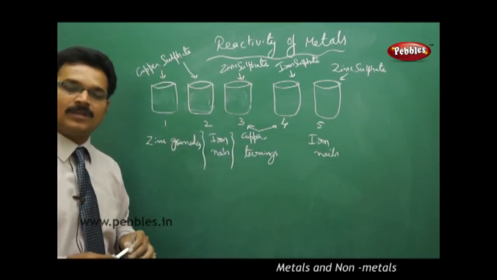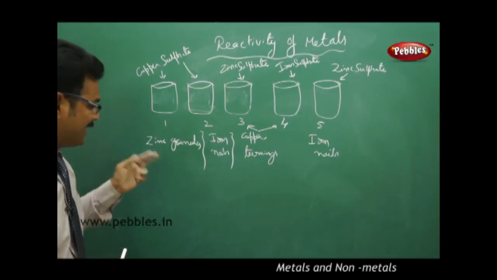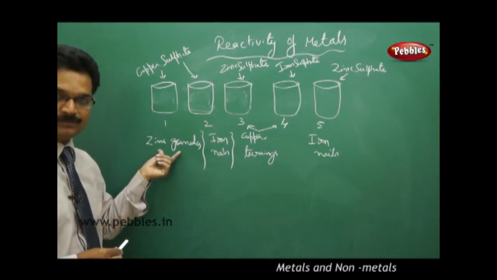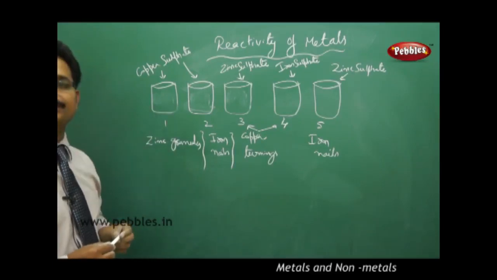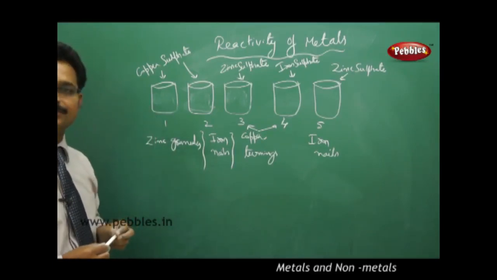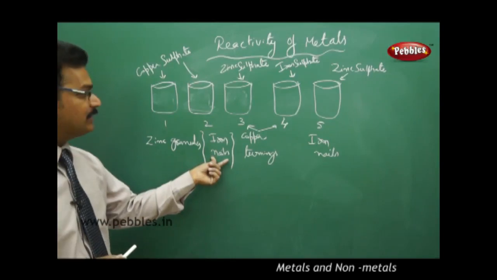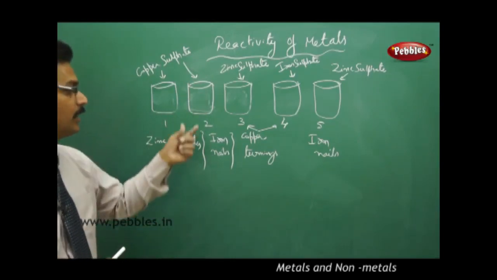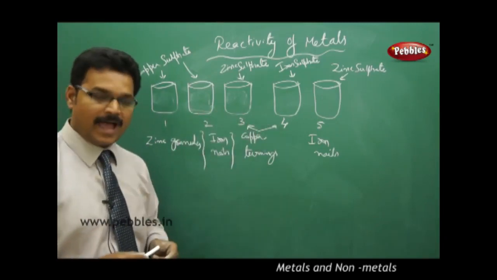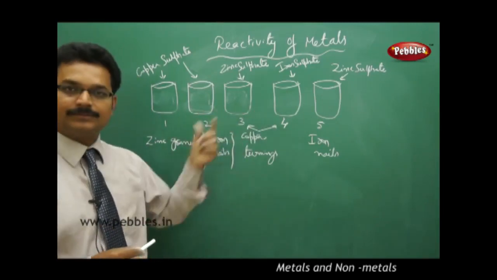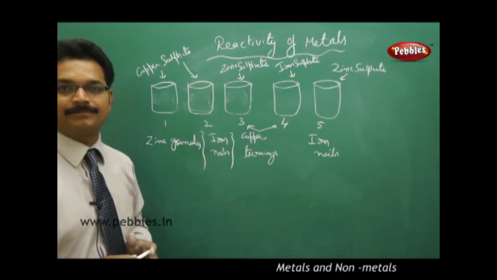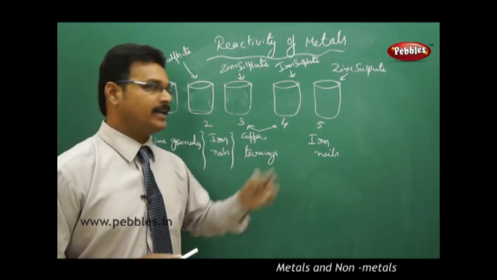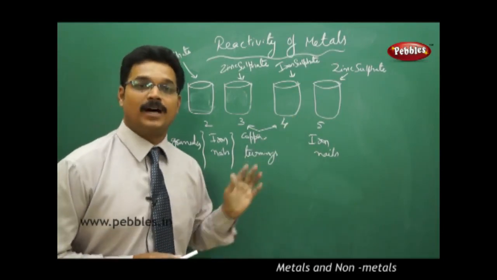Add it. After adding, next step, add some zinc granules in the first jar. Shake it. Add iron nails into the second jar. Shake the jar. In the third and fourth jars, add copper turnings and shake them. In the fifth jar, add iron nails and again shake the jar and observe them carefully.